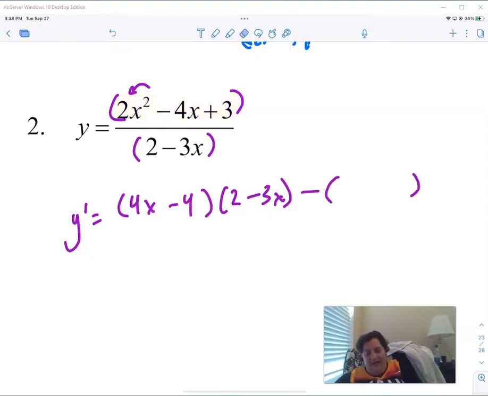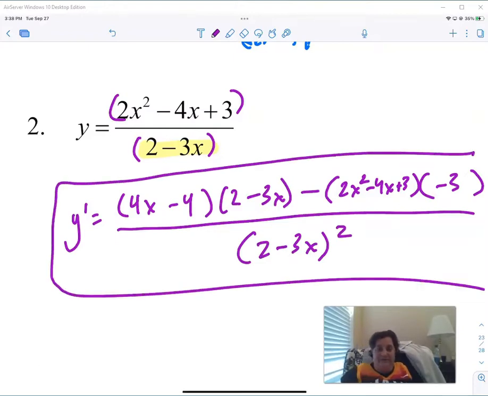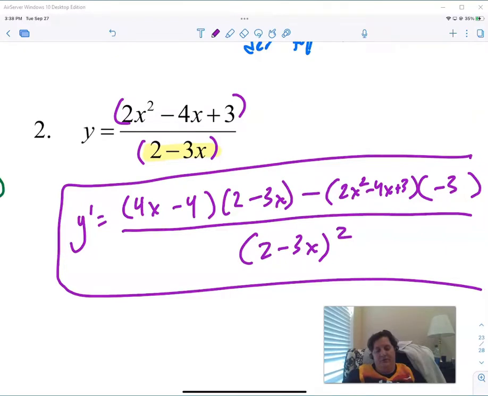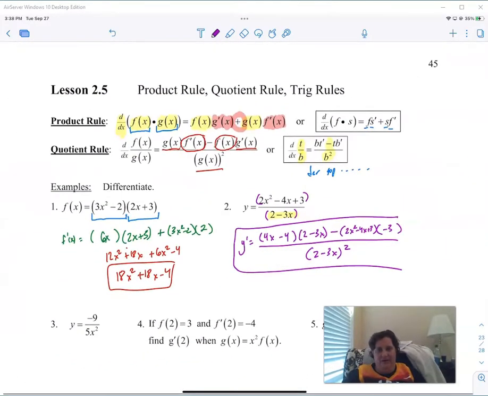And then, okay, I leave the top exactly the way it is. And I do times derivative of the bottom. The derivative of the bottom is negative 3. And then it's all over the bottom squared. Does that look like something I want to simplify? Absolutely not. It's kind of garbage. But it just shows you how the quotient rule comes about.